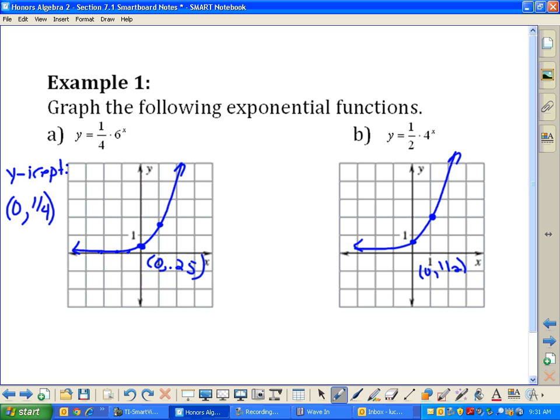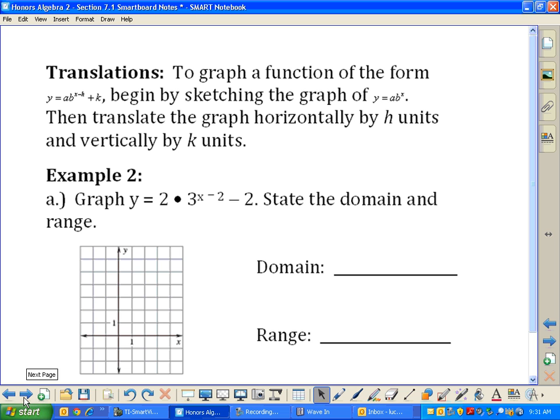Comments, concerns? Notice domain, still all real numbers, or negative infinity to positive infinity. Your range values are just above 0. So you could say 0 to positive infinity for both of these. So the domain and range is still the same as our parent function. We switch that up a little bit next week.